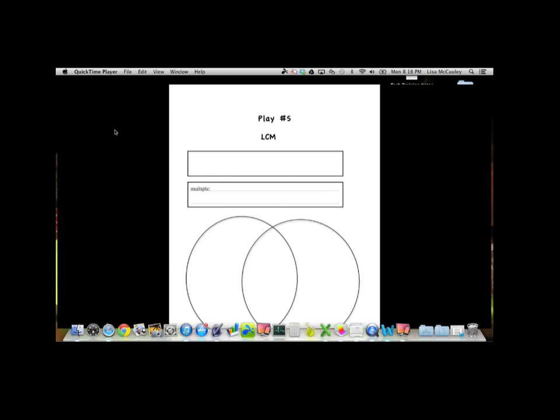Which is on the least common multiple, or the LCM. Okay, it's not the GCF, so don't get confused. This is something new, and it is called the least common multiple.